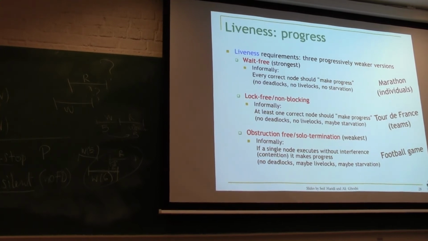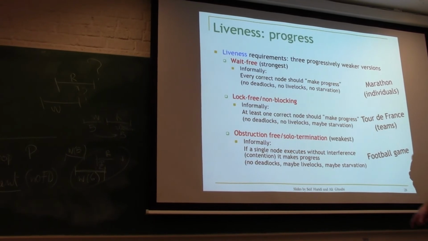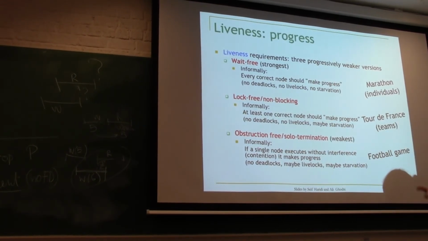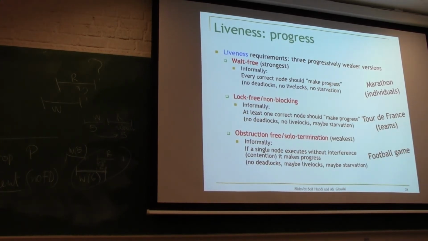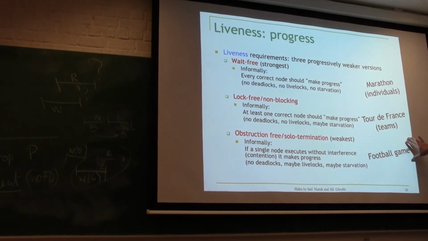Okay. There can be starvation. That means I can't even move. Or livelock means the system is doing something, but there's no progress. So the ball is being passed between two players, back and forth, back and forth, forever, but never in the goal. Okay. So that's a livelock. So that's a weak condition, but it's the one you see in football games, okay?